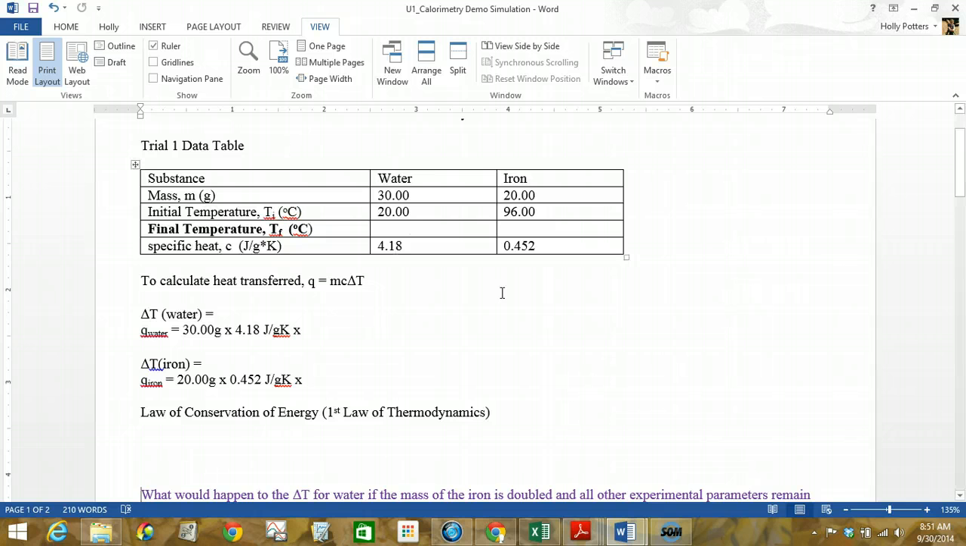So I've got my data table set up here. We're going to start off with water and iron. These are the masses for each. We're going to set the initial temperature of water to 20 degrees, iron to 96 degrees Celsius, and the specific heats, these are given to us for these two substances since those are physical properties of the two substances.